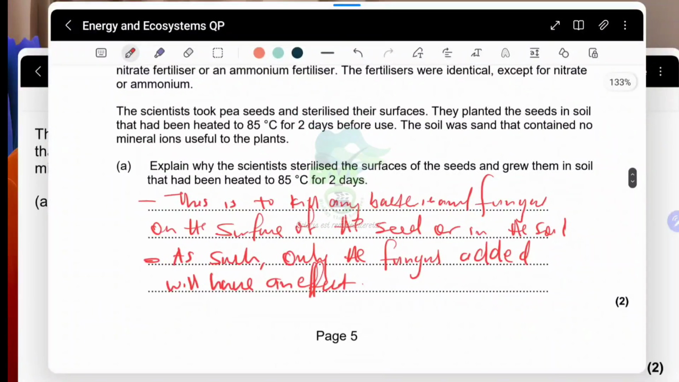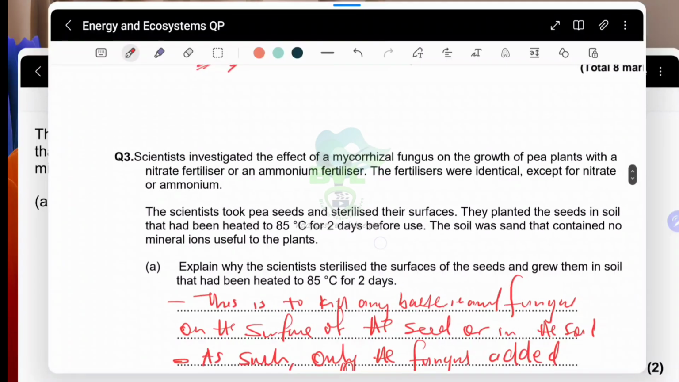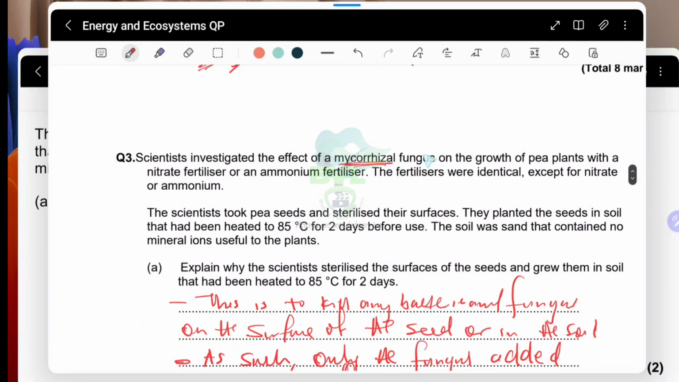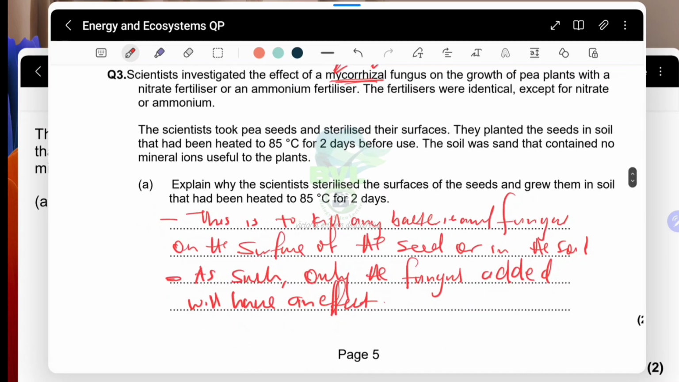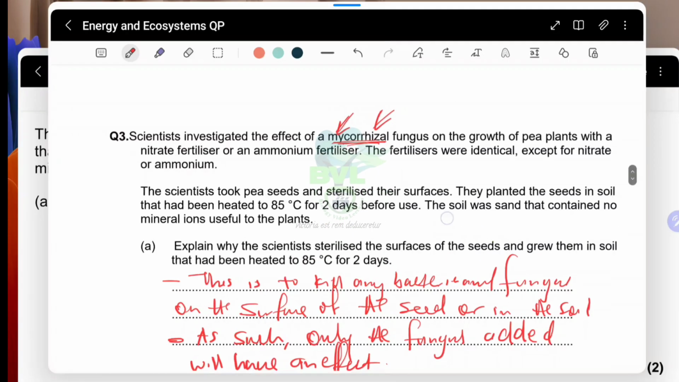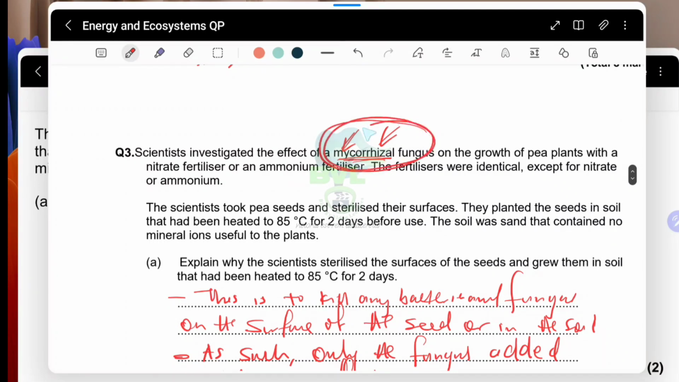Well, this is to kill any bacteria and fungus on the surface of the seed or in the soil, basically. So, as such, only the fungus added will have an effect. Because I told you that mycorrhiza is an association between fungus and roots. So, the reason why the seed and also the soil were sterilized was to be sure that anything we want to see will be caused because of this, nothing else. Hope that makes sense.